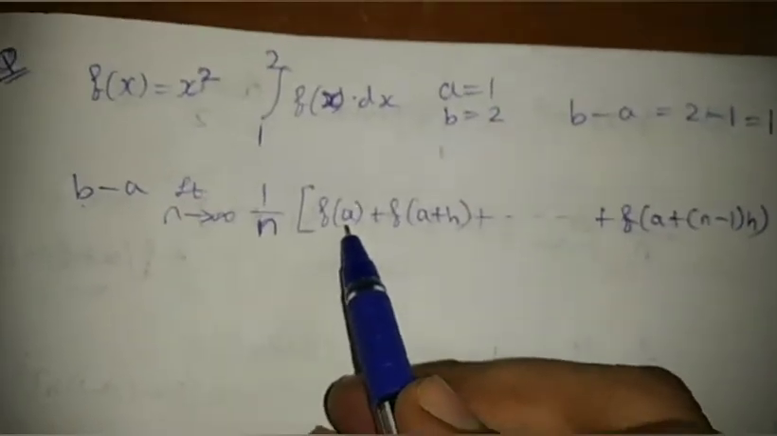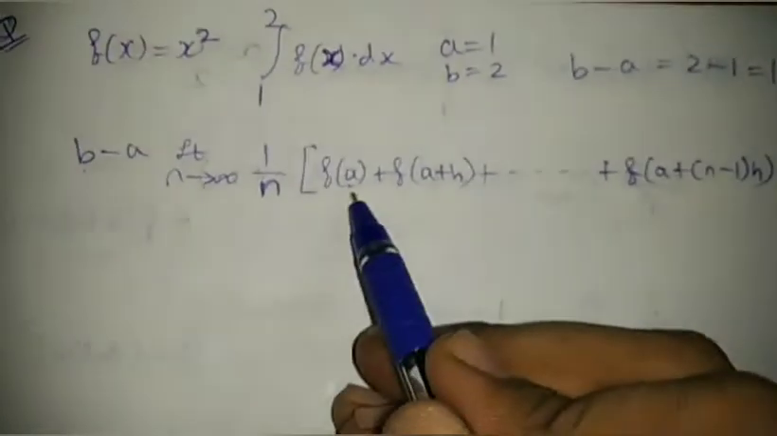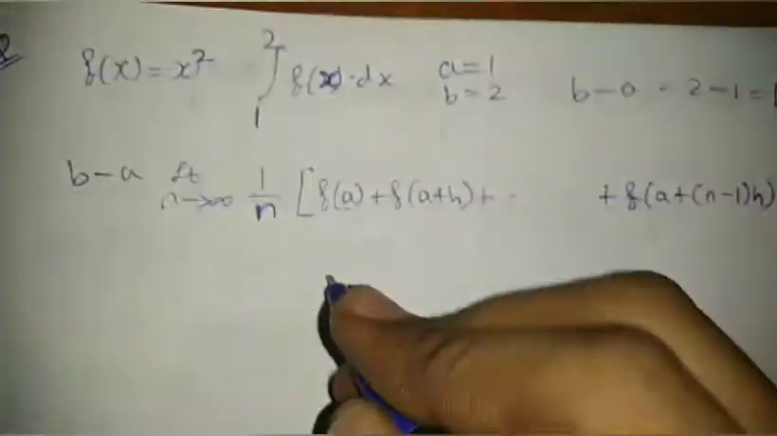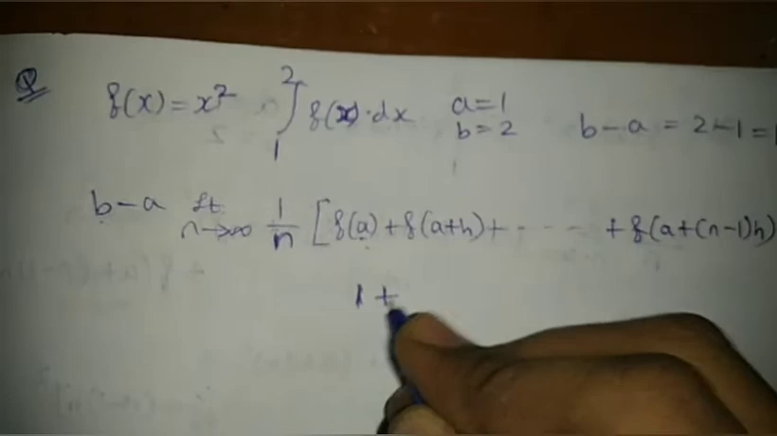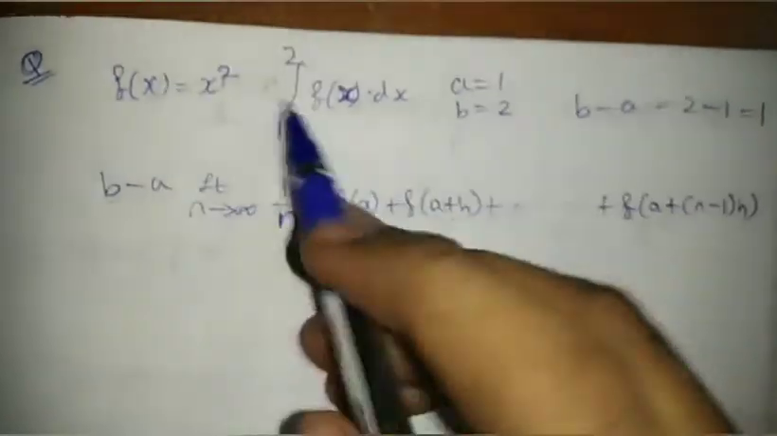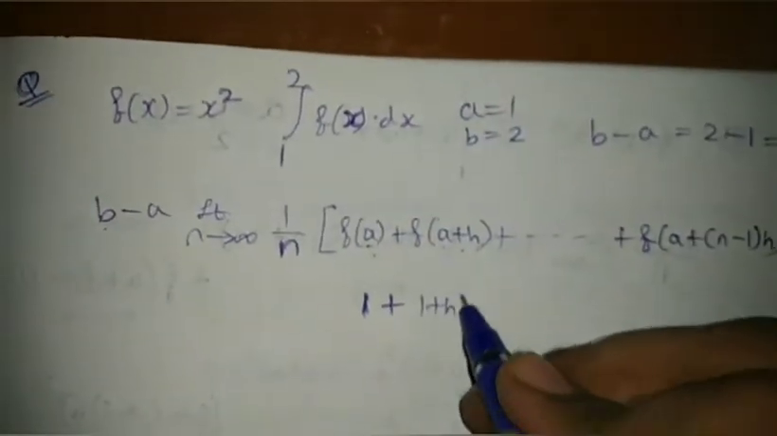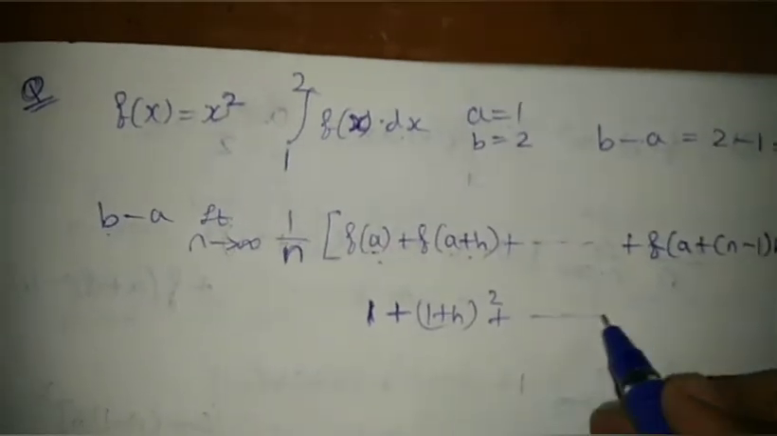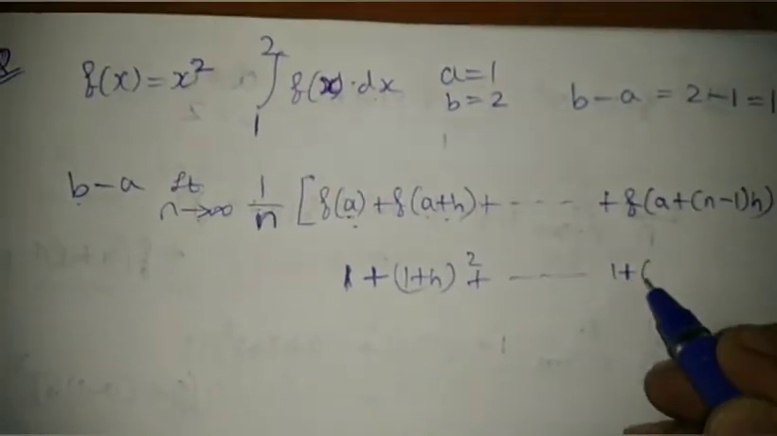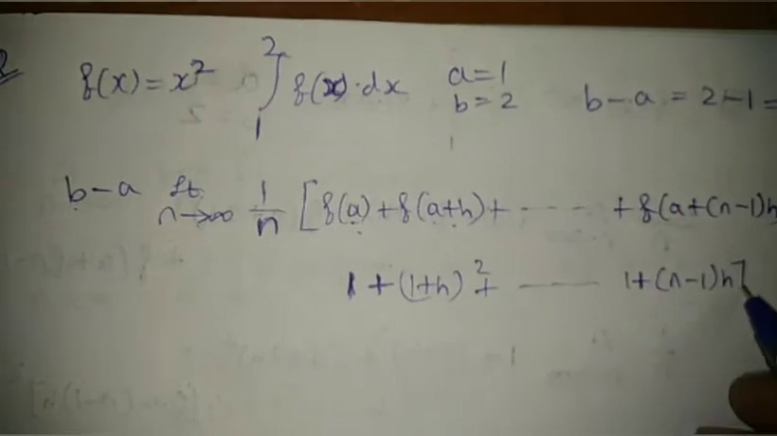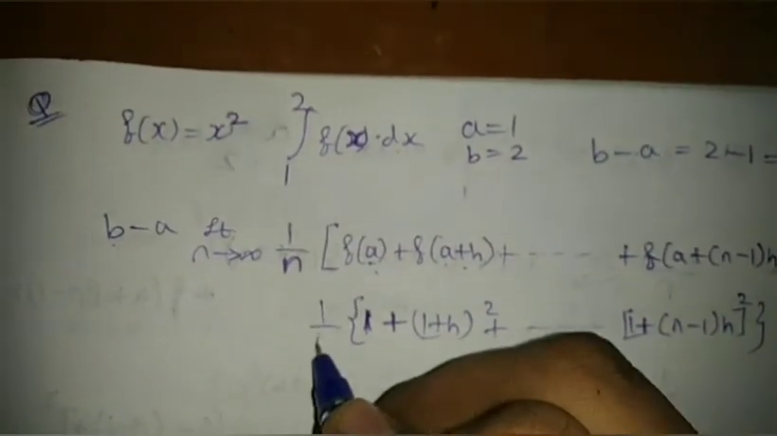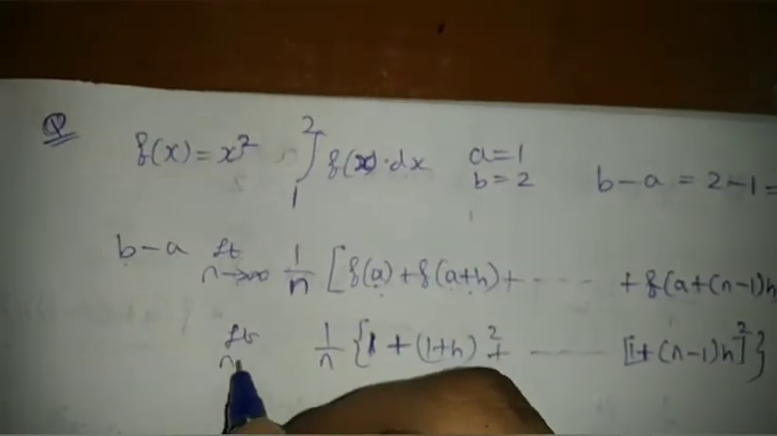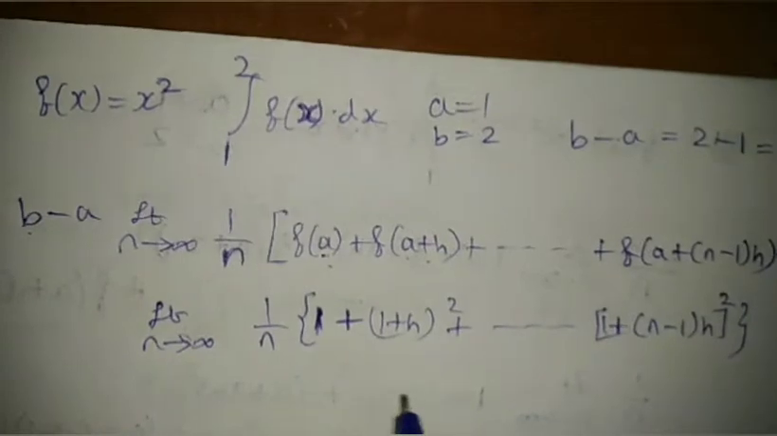So a means 1, correct? So f of 1. What is f of 1? 1 square is 1 only, okay? And what is next? a is 1, so 1 plus h, so 1 plus h the whole square. And similarly up to 1 plus n minus 1 into h the whole square, correct? So the 1 by n is obviously there, limit n tends to infinity. Actually b minus a will be 1 here, so we'll just leave it.